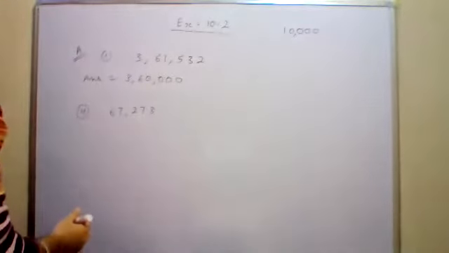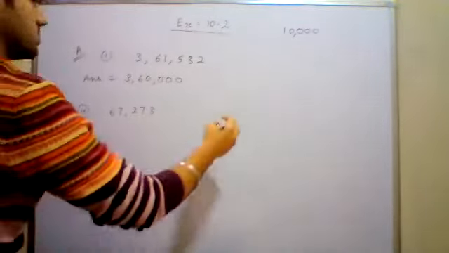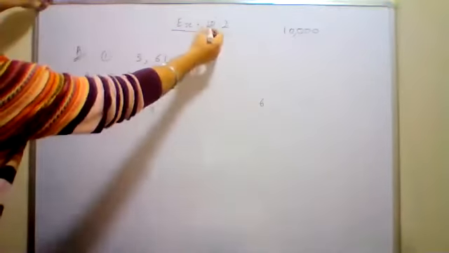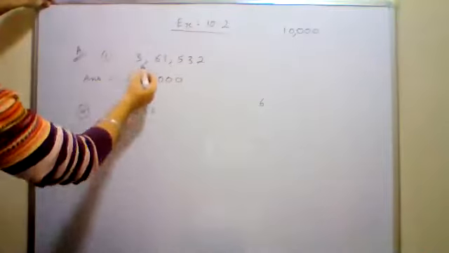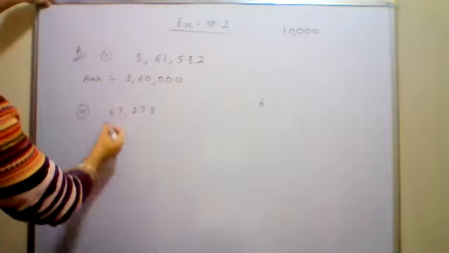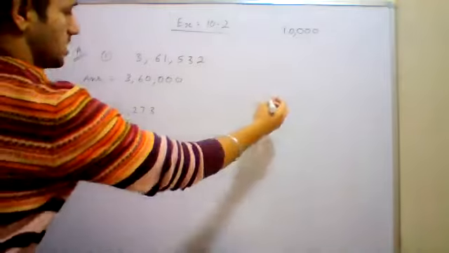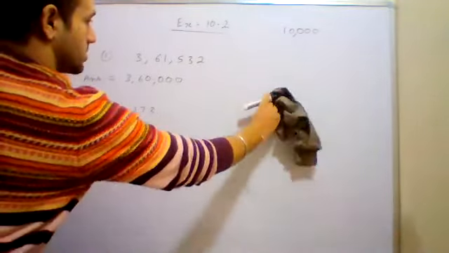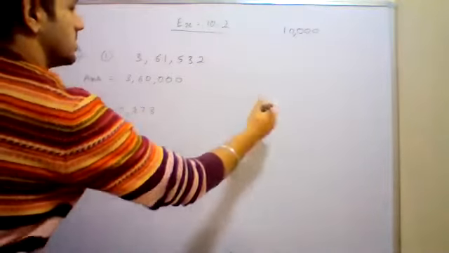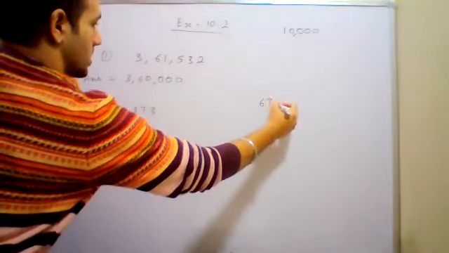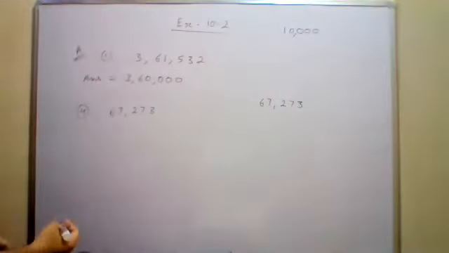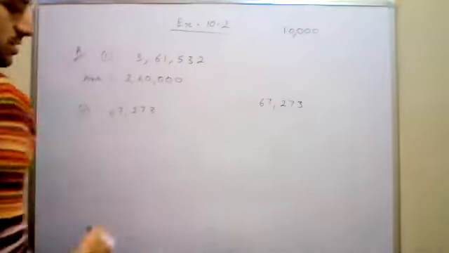Write the answer to nearest 10,000. Please tell what we are doing. We are doing exercise 10.2 question A. First part we have done. We are about to start the fourth part, so I am explaining the fourth part again. Please pay attention. The number is 67,273. You have to round off the number to nearest 10,000.